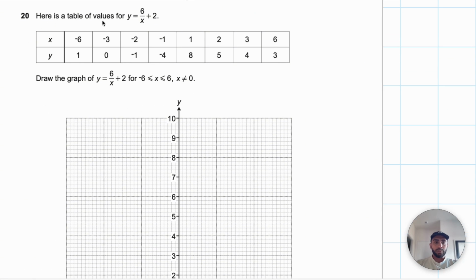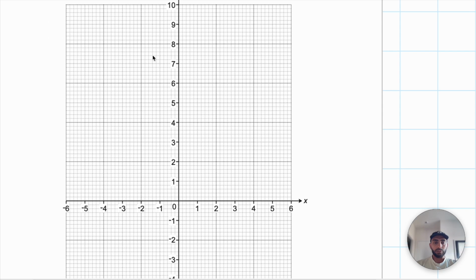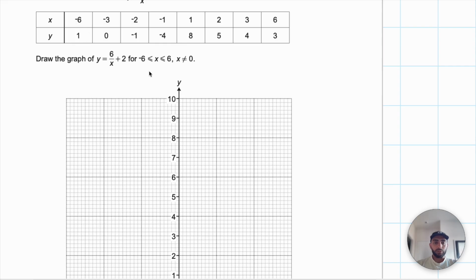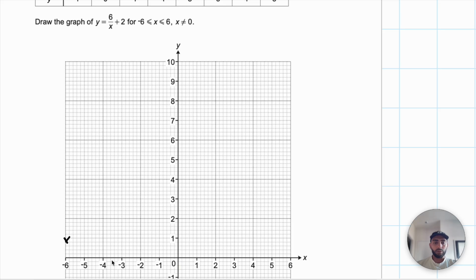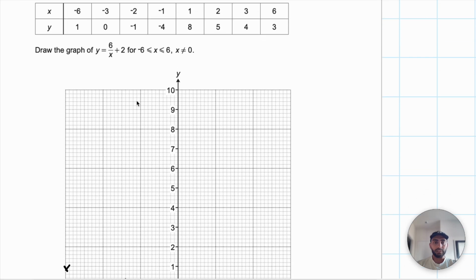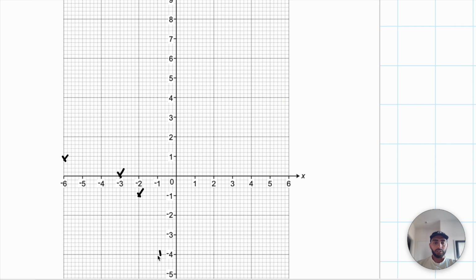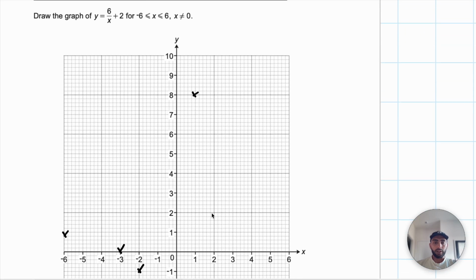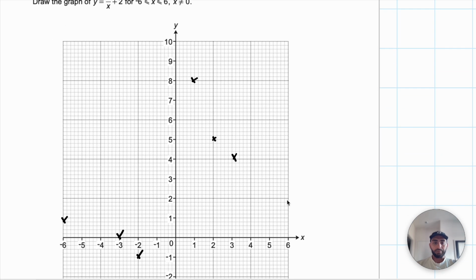Question 20. Here is the table of values for y equals 6 over x plus 2. They've already filled out the table of values for us. Draw the graph of y equals 6 over x plus 2 for these values. So we're just plotting these points onto the graph. Need to use a pencil for this one just in case we make any mistakes. So I've got negative 6 and 1, which would be over here. Negative 3 and 0, which is there. Negative 2 and negative 1, which is there. Negative 1 and negative 4, which is there. 1 and 8, which is here. 2 and 5, there. 3 and 4, and 6 and 3.